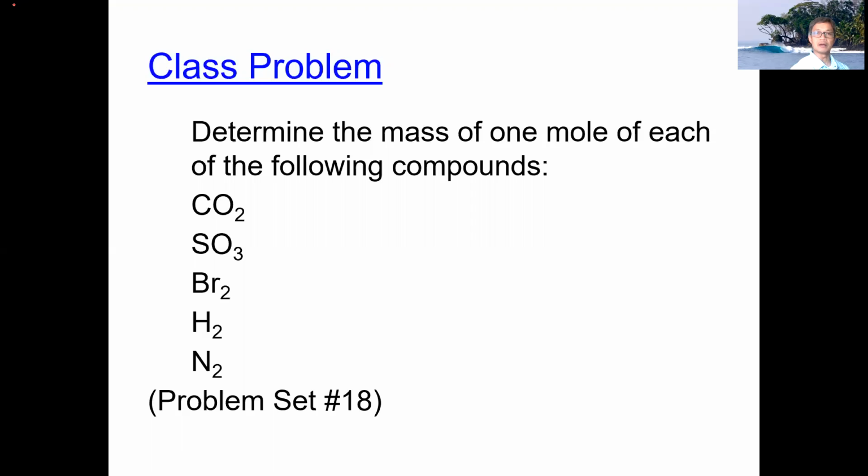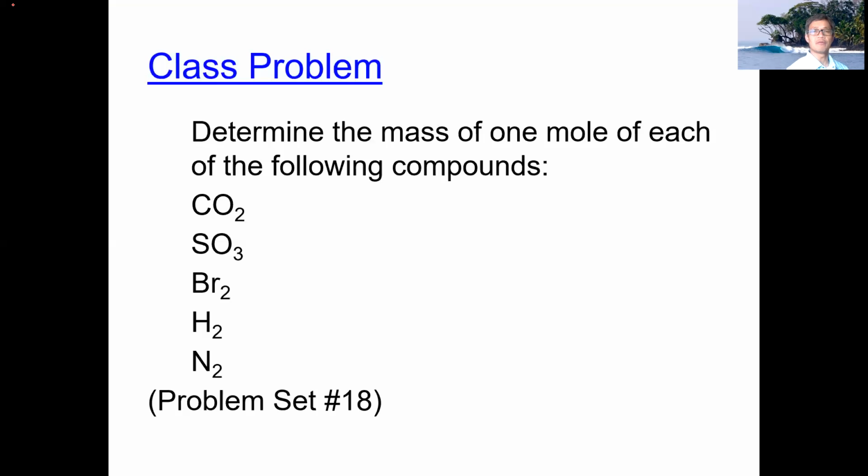Now, for compounds, what we have to do is add up the molar masses of all the elements that make up that particular compound. For example, hydrogen is a diatomic element made up of two atoms of hydrogen. So we take the molar mass of 1 atom of hydrogen, which is 1 gram per mole, and add it to another atom of hydrogen, which gives us 2 grams per mole for the hydrogen molecule, which is H2.